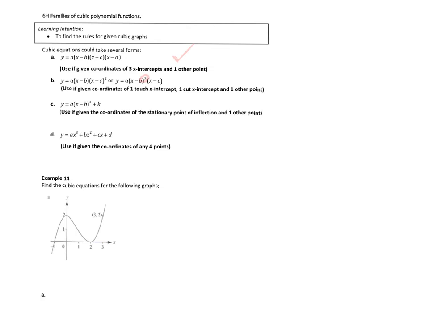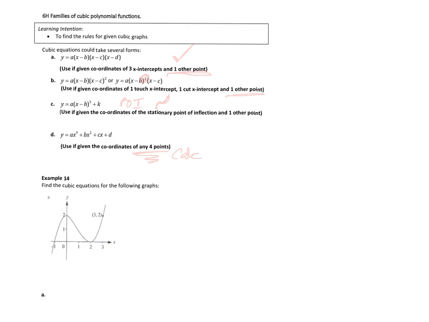Of course, you need other information, so you need another point as well to be able to work out all of these. This one is when we've got that point of inflection form, which we looked at right at the beginning of sketching cubics. So you have that point of inflection, like turning point form for a quadratic. And this one is just when you have any 4 points, and we will use the calculator to be able to work that one out rather than use simultaneous.